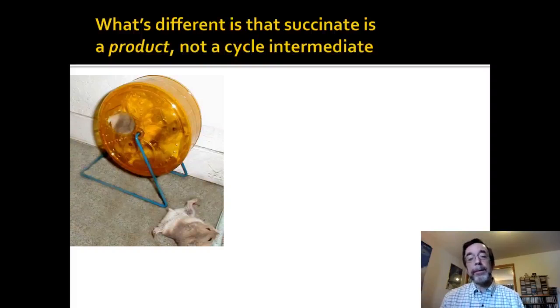It's like this little hamster that jumped off the hamster wheel. In the usual citric acid cycle, the molecules are like little hamsters that are just turning the wheel, right? But this one jumps off the wheel, and the succinate can go somewhere else and be turned into a fat molecule.